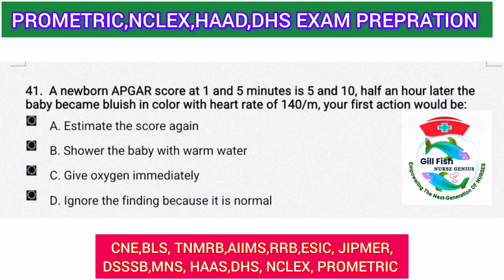Next question. A newborn's Apgar score at 1 and 5 minutes is 5 and 10. Half an hour later, the baby becomes bluish in color with a heart rate of 140 per minute. So the first action would be option A, estimate the score again. Option B, shower the baby with warm water. Option C, give oxygen immediately. Option D, ignore the finding because it is normal.